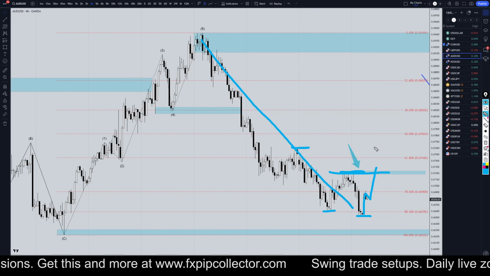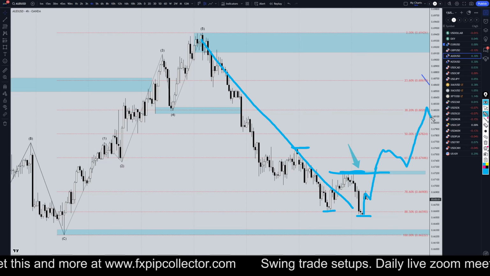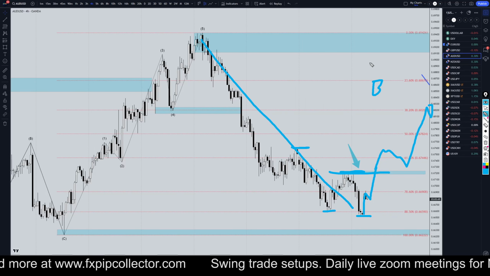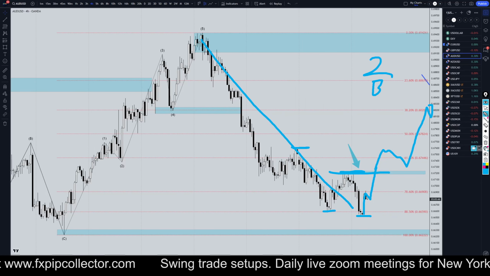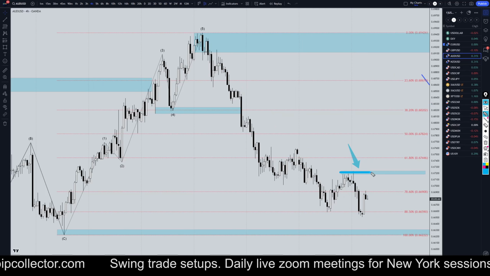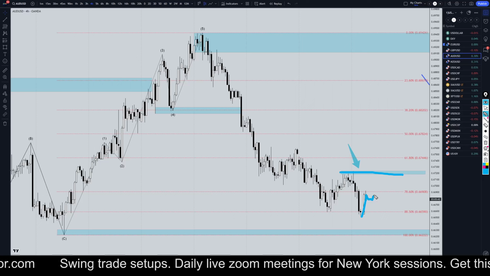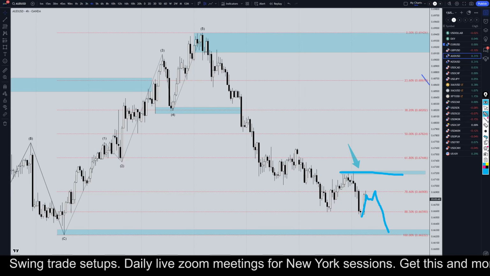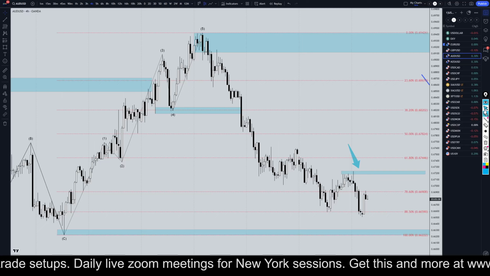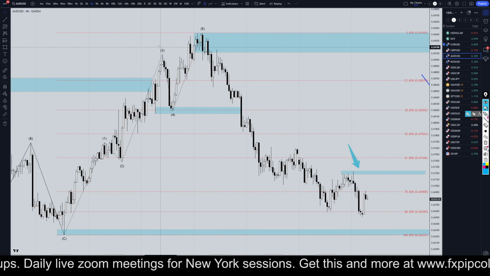I would expect the next move after the break of structure to be a correction to this move down, like either a wave B or a wave 2. But either way, we do not have that break of structure yet, and there's still a possibility that it could end up pushing down even more. So that's why I will continue to trade with the trend until the trend is proven to be over with that break of structure.